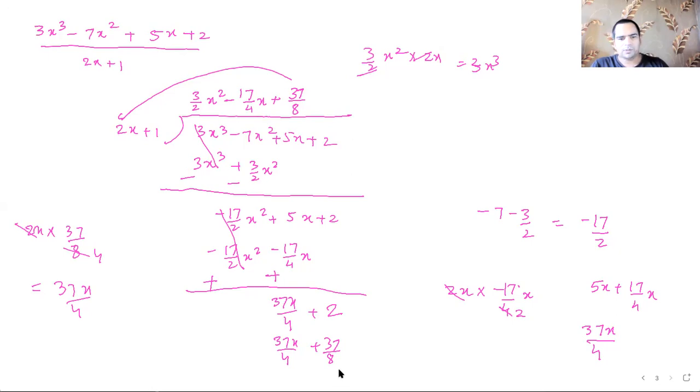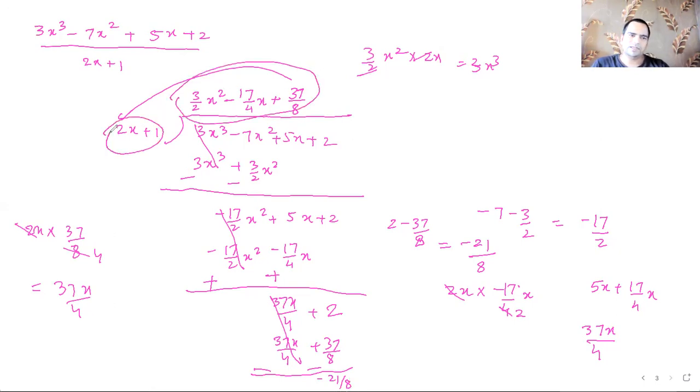Now the final step is obviously to subtract. So if I subtract, these two get cancelled, and when I do 2 minus 37 by 8, what we get is 16 minus 37, which is going to be negative 21 over 8. That's going to be my remainder, and this is going to be my quotient, and this is obviously the divisor. So this is how you carry on the long division method for polynomials.